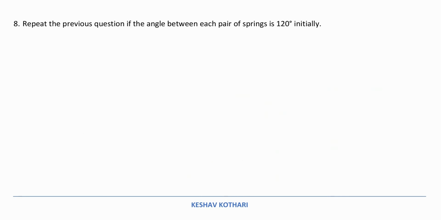The problem is asking: repeat the previous question if the angle between each pair of springs is 120 degrees. So we need to repeat this same set of problems considering that the angle is 120 degrees. So over here, let me reconstruct this particular system. In order to reconstruct this system, I'm drawing it like this.